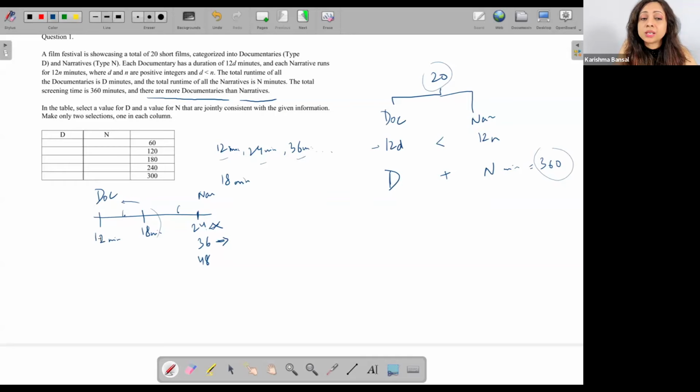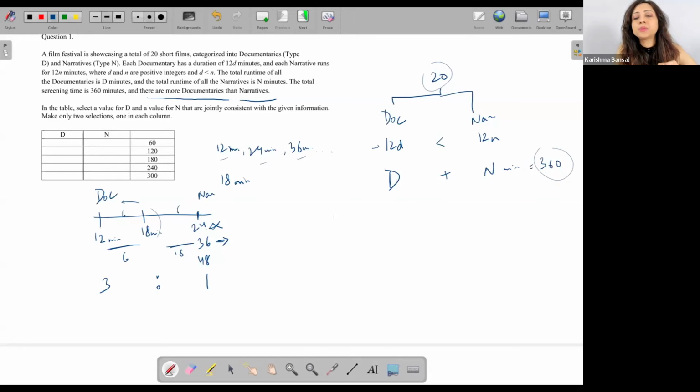My duration, if this is 12 minutes, this is 36 minutes for each narrative. Here, I'm using weighted average as the scale method. So, if you've gone through that, this would make complete sense. In case it's not making sense, then go through that once and then come back to this video. Okay, so then this distance is 6. This distance is 18, which means the number of documentaries is to narratives is in the ratio of 3:1.